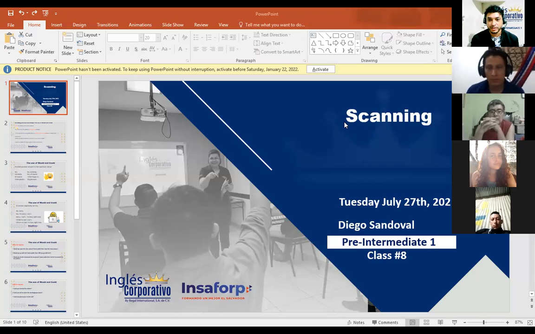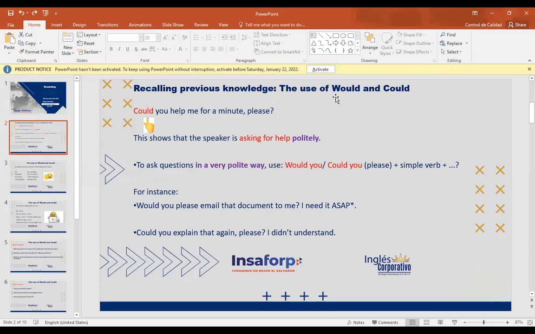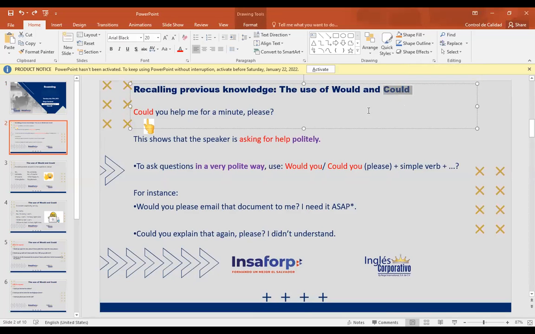Today we have a new topic, which is scanning. So we are going to study what scanning means, and we are going to develop some examples. Let me continue. Yesterday we were studying the use of will and can. Tonight we are going to review the use of will, and I'm going to introduce another auxiliary, which is could. Could means almost the same as will. Both can be used to make requests or to make offers. So we are going to introduce could tonight, and we are going to review some examples.